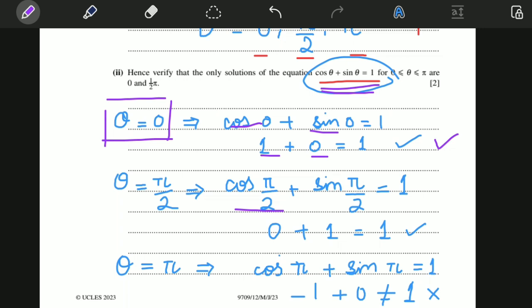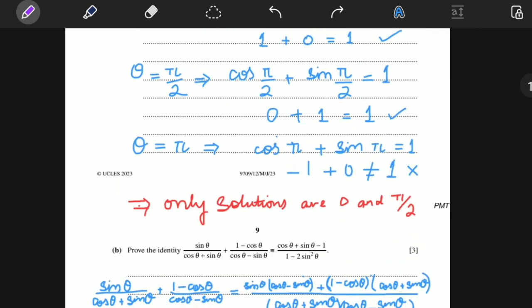Now put pi by 2: cos pi by 2 is 0 and sine pi by 2 is 1. So this also proves that left hand side is equal to right hand side. So pi by 2 is also a solution. Now putting theta equal to pi will give you cos pi is minus 1 and sine pi is 0. So this tells us the left hand side is not equal to right hand side, and that is why theta equal to pi is not a solution of cos theta plus sine theta equal to 1. I hope you get it. Now yes, we can also write that the only solutions are 0 and pi by 2.